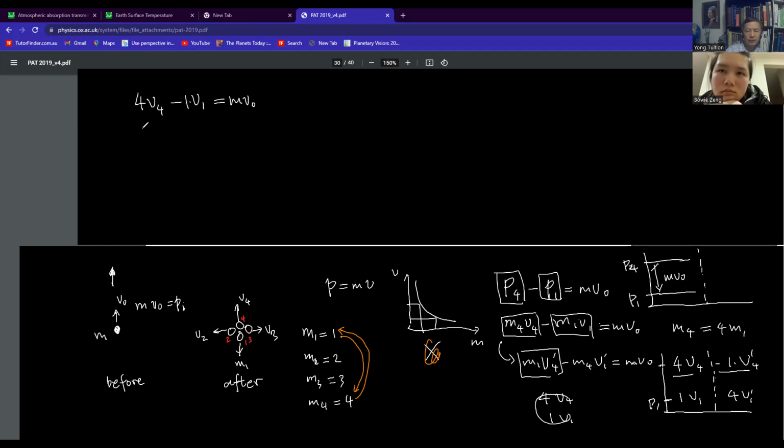After the swap, we got 1 v4 and 4 v1. That's after the change, but the difference is still the same. Now there are two equations. Can we compare? But you've got four unknowns, sorry, these velocities. They are unknown because we just swapped the masses, isn't it?